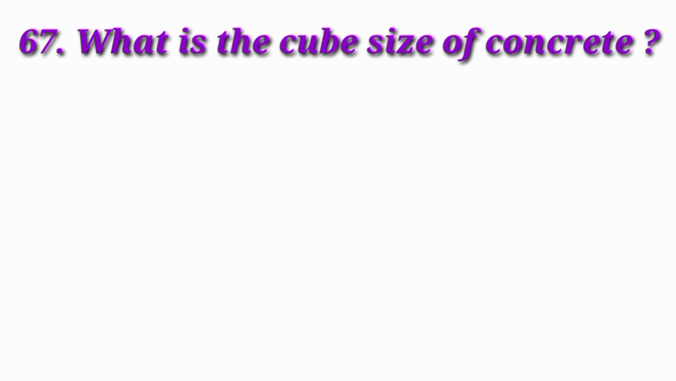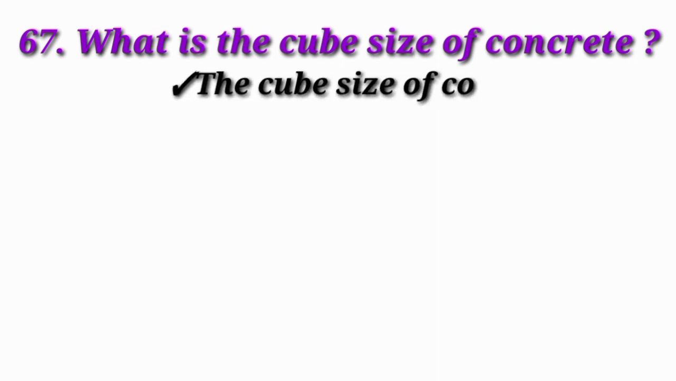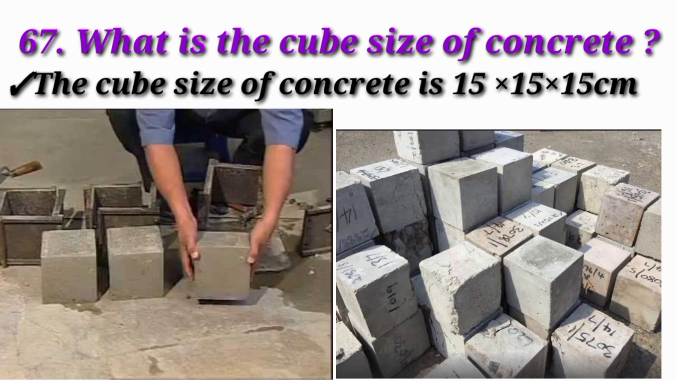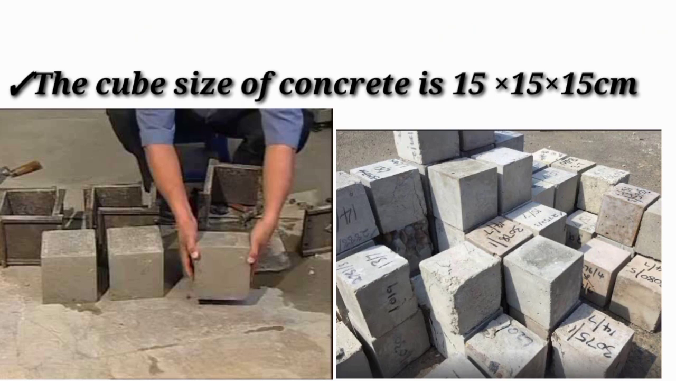67. What is the cube size of concrete? The cube size of concrete is 15 by 15 by 15 centimeters, which converted into mm is 150 by 150 by 150 mm. This is the cube size of concrete.